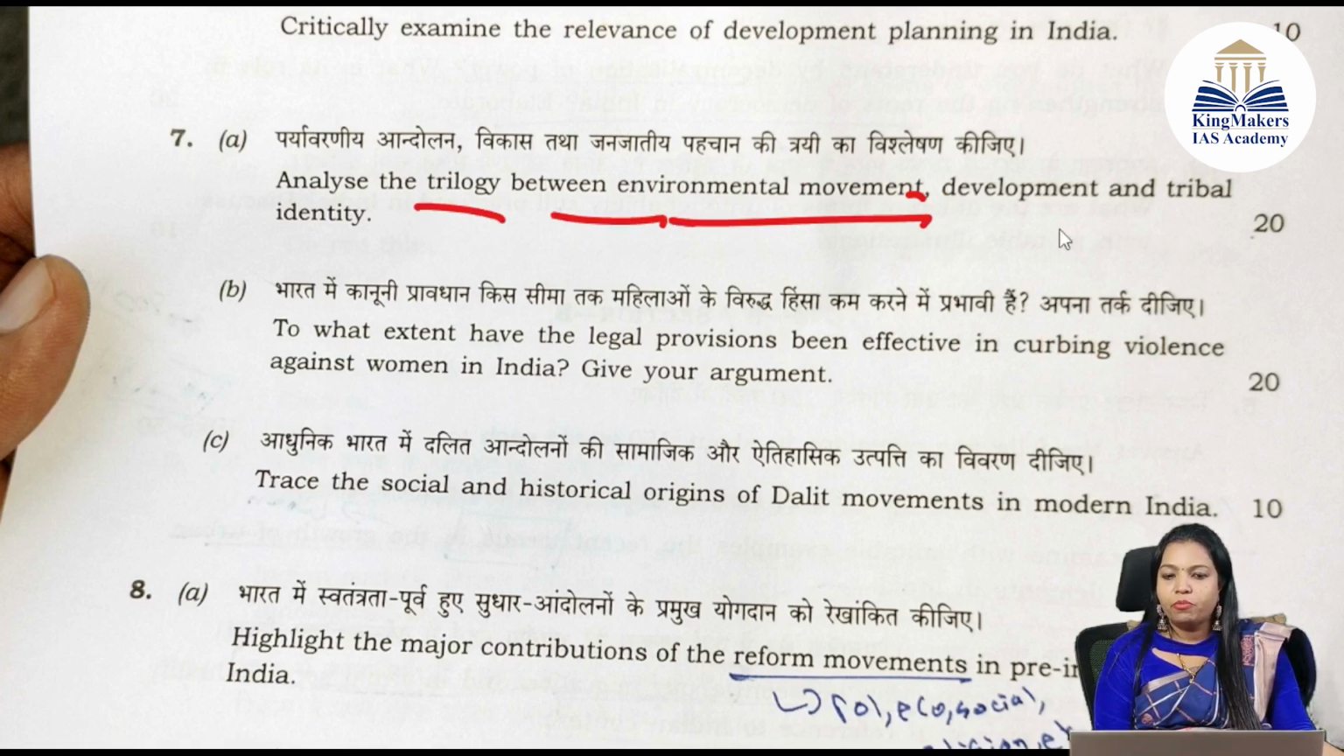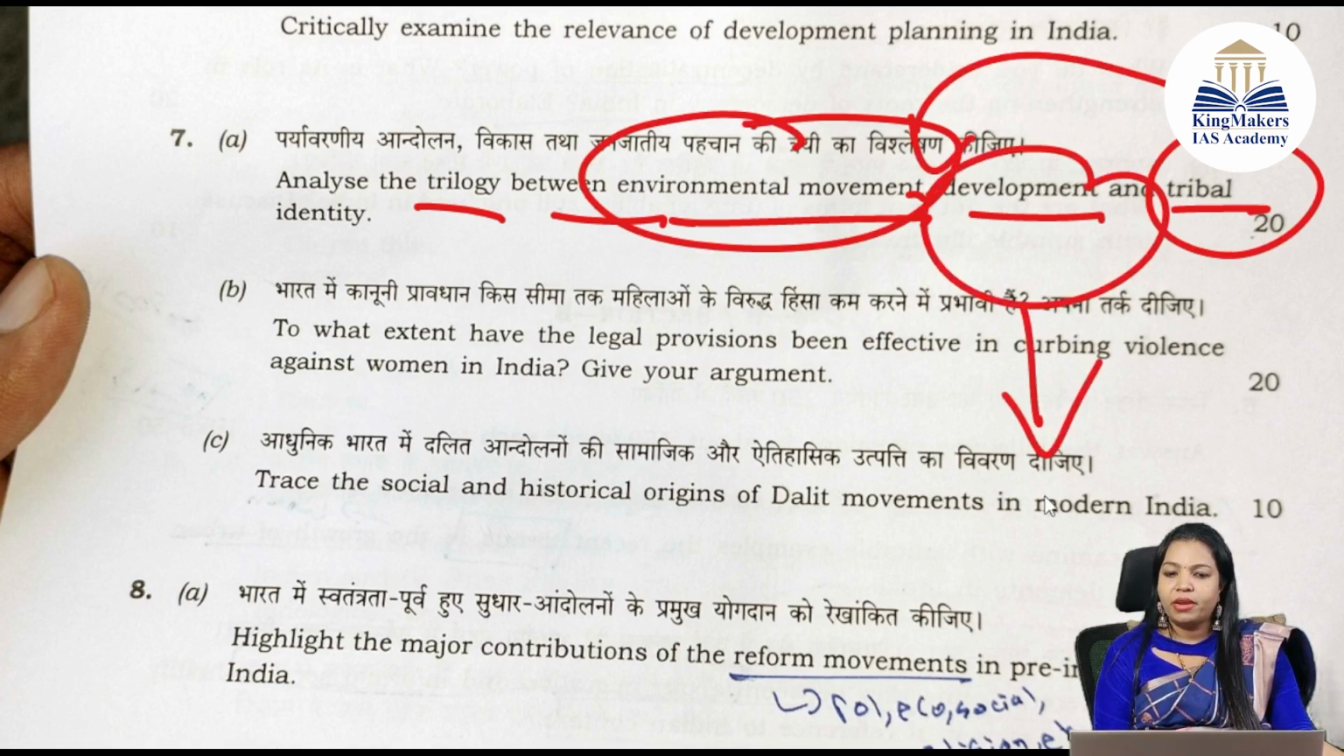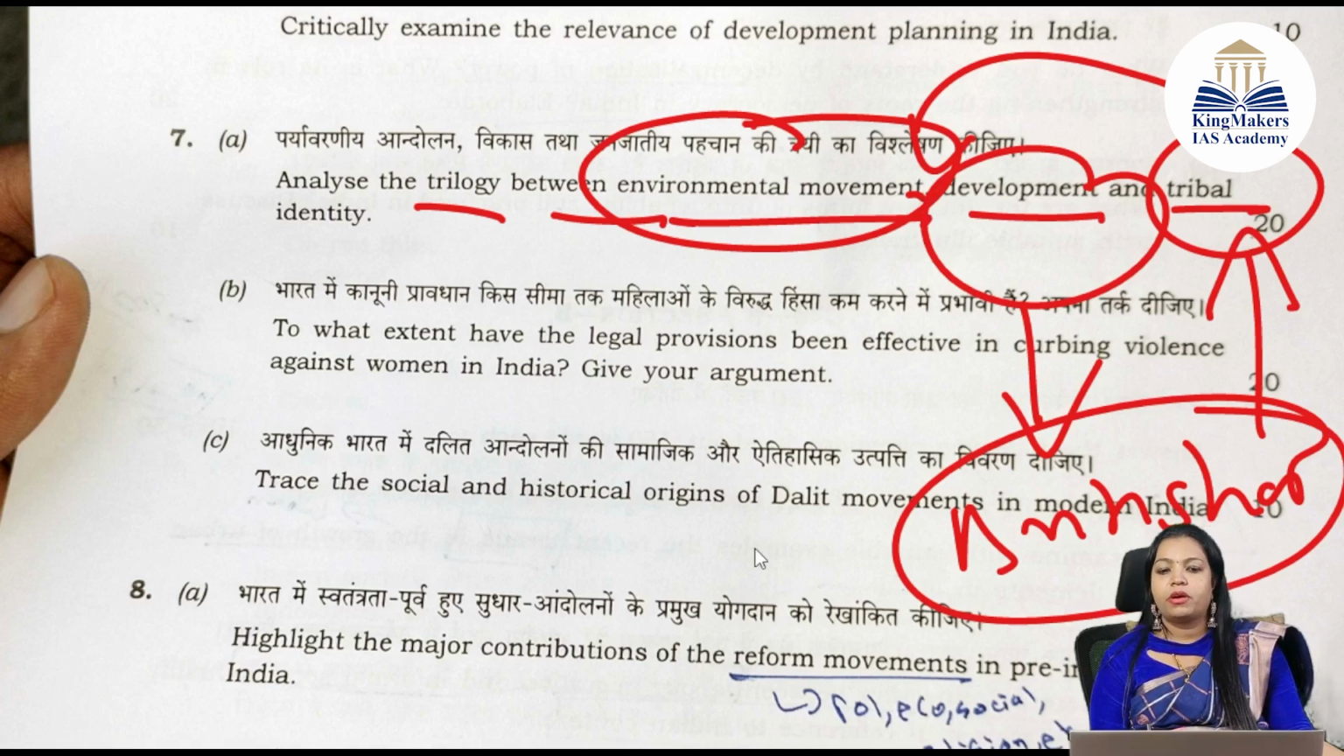trilogy between environment, movement, development and tribal identity. Again, see, the environmental movement arose because tribal identity was affected by the Development Act published by the Britishers. I have taught all this in the class for the recent batch. Again, Paper 2, you will connect this question. Environmental movements were mostly seen as tribal movements because the Britishers passed the Forest Tax etc., and because of that their rights were taken, and the development by the Britishers was actually responsible for the environmental movement.